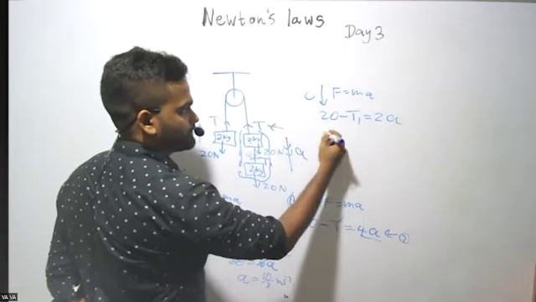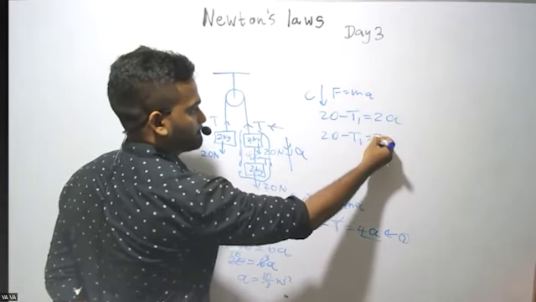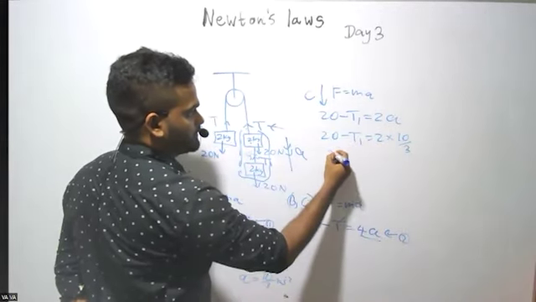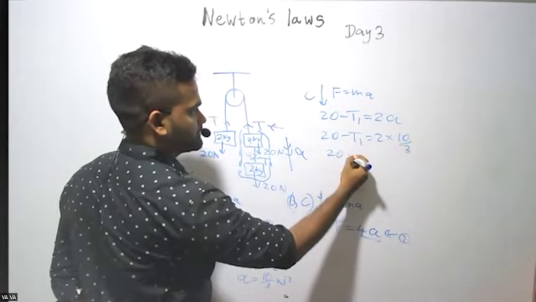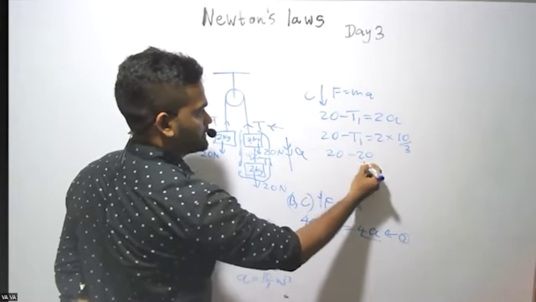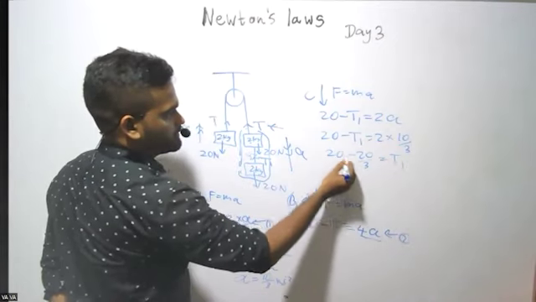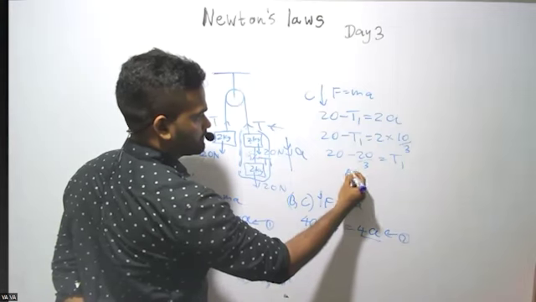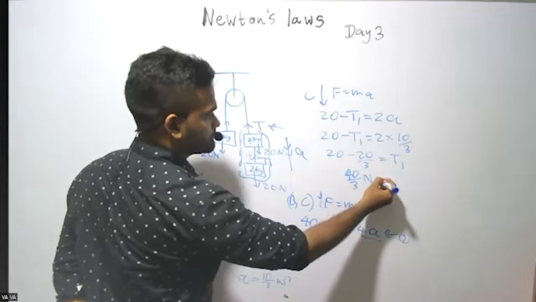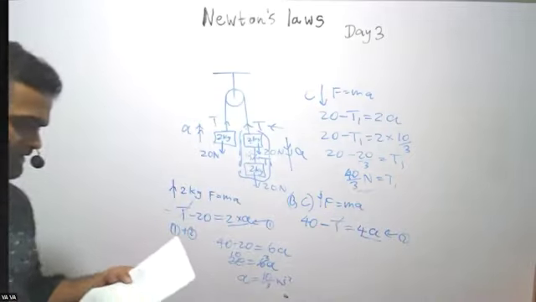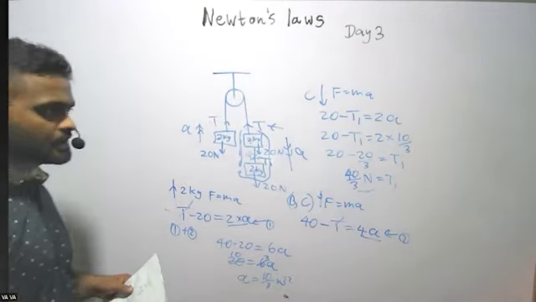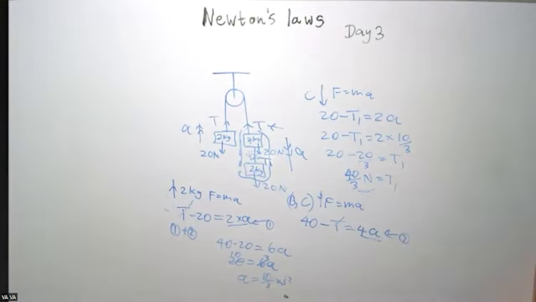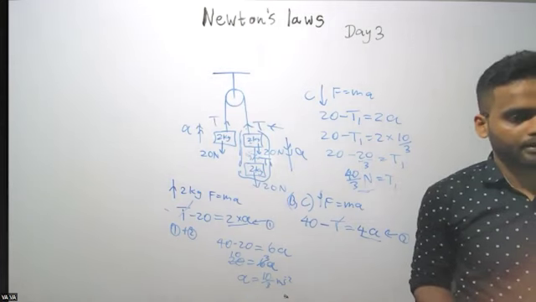Let's substitute it here: 10 over 3. Take this term to this side. 20 minus 20 over 3 equals T1. 60 minus 20, 40 divided by 3 Newton. Do we have an answer like that? Yes, the answer is the fourth one, 40 over 3 newtons.